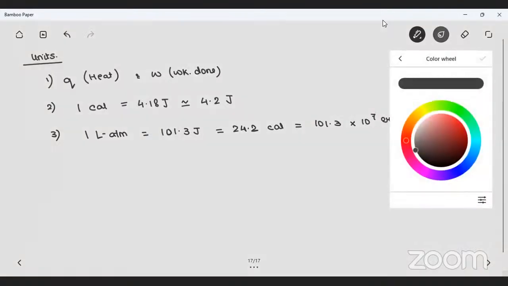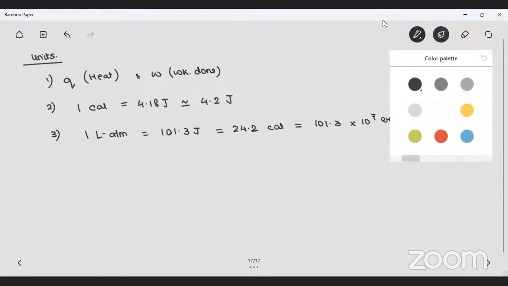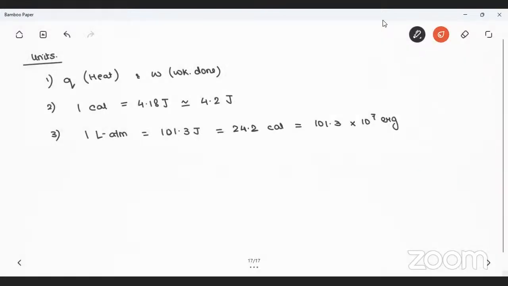What I told, this is something for your boards you will do, but for your NEET, you will write it as 100 joules, 24 calories, and 10 to the power 9 erg. Is this unit part clear to everyone? Where to consider what? Yes or no? Now let's just solve a question.